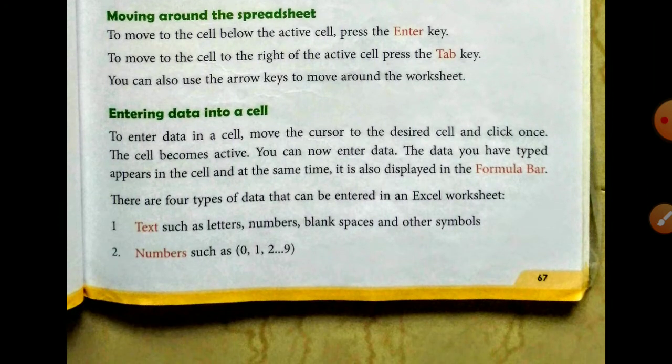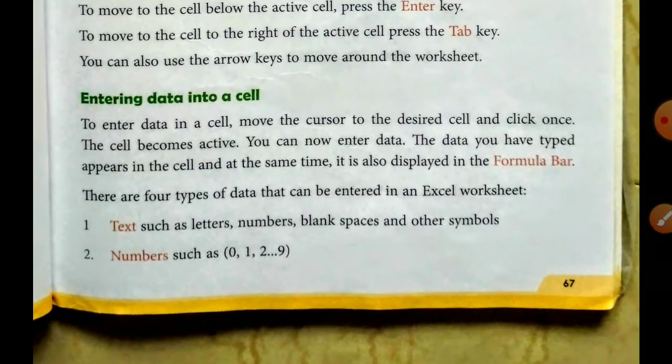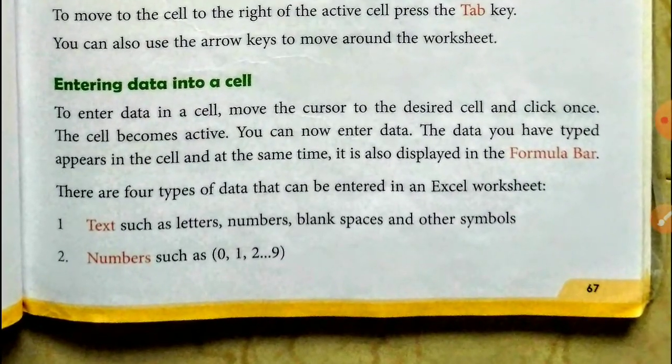Next is entering data into a cell. To enter data in a cell, move the cursor to the desired cell and click once. The cell becomes active. You can now enter data, meaning your information. The data you have typed appears in the cell, and at the same time it is also visible in the formula bar. There are 4 types of data that can be entered in an Excel worksheet.